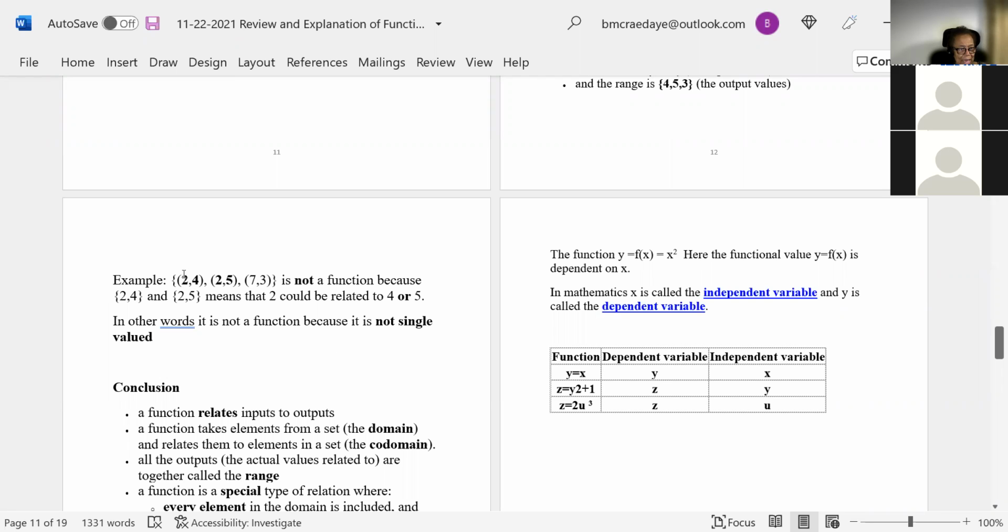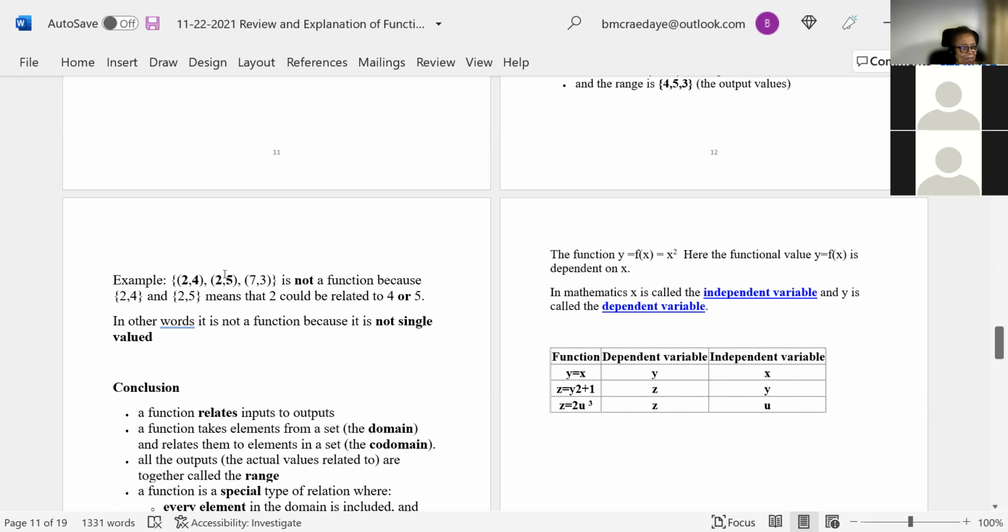Remember, I can only have my x value once related to a y value. It's not a function because 2 appears twice. Once it's mapped to a 4, the other time it's mapped to a 5. So it can't be mapped to 4 or 5. So it's not a function.